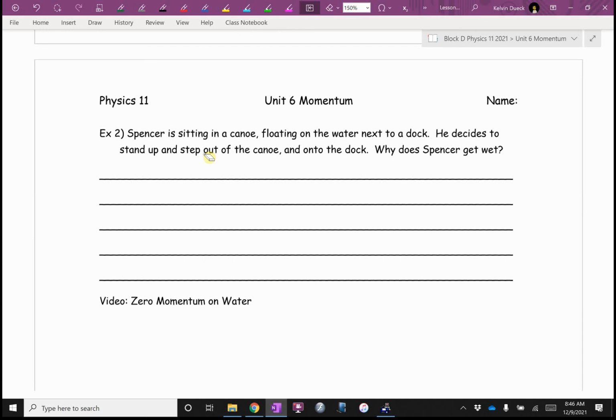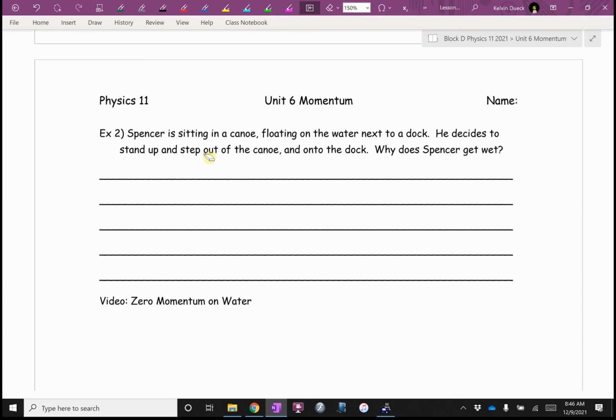Right now, what's the momentum of Spencer and the canoe if they're at rest? 0. If Spencer wants to have some momentum to his left, which way must the canoe move? Who has a bigger mass, Spencer or the canoe? Probably the canoe. So which one's going to move faster? I think Spencer has a bigger mass than the canoe, actually. And the canoe is going to move faster. And either Spencer's going to end up doing a dock split and end up in the water, or he's just going to end up in the water.